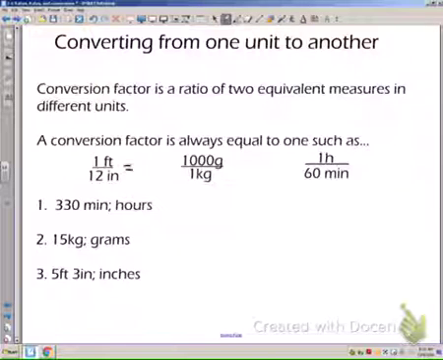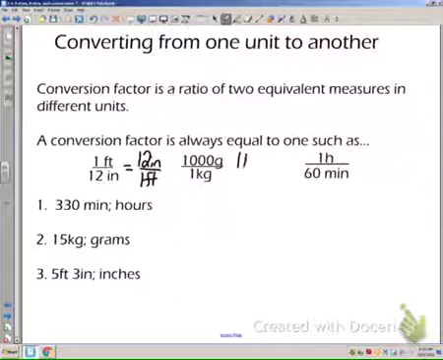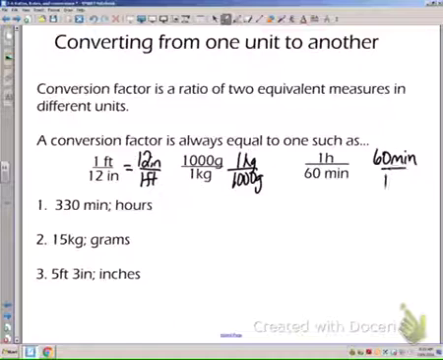We can say, okay, 12 inches over 1 foot. Or we can say 1 kilogram over 1,000 grams. Or we can say 60 minutes in 1 hour. It all depends on the way the problem is set up, how we are going to use this conversion factor. Which way do we want it? Do we want feet over inches or do we want inches over feet? So let's think about this.